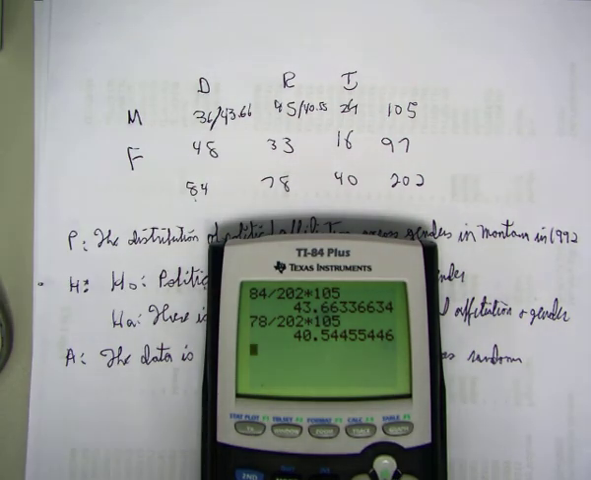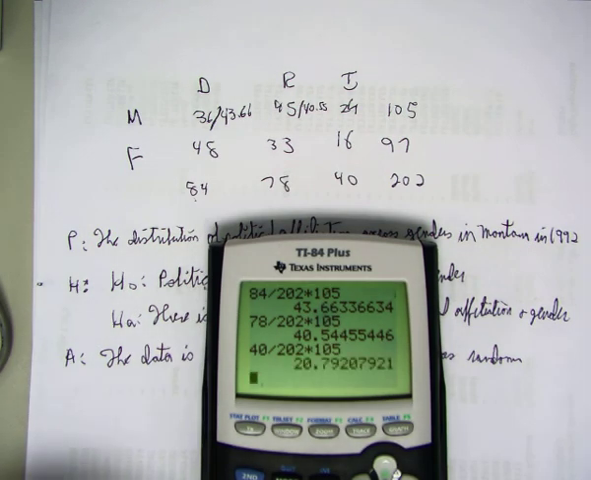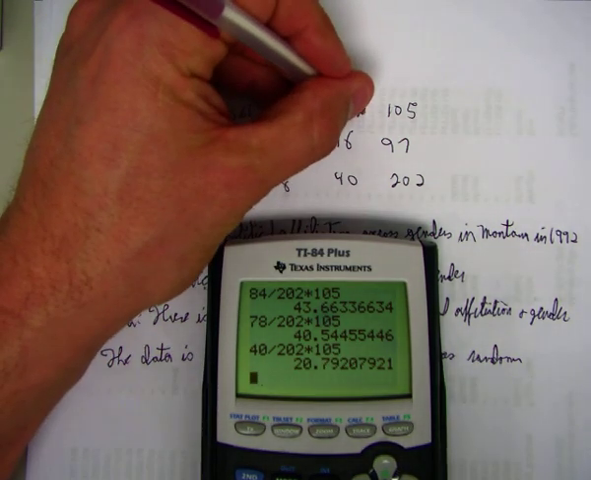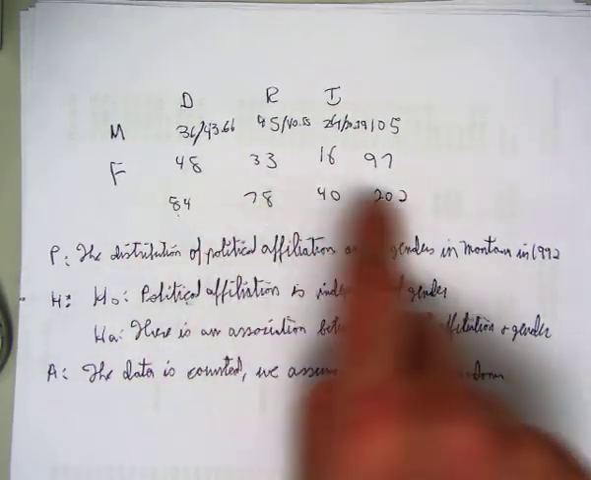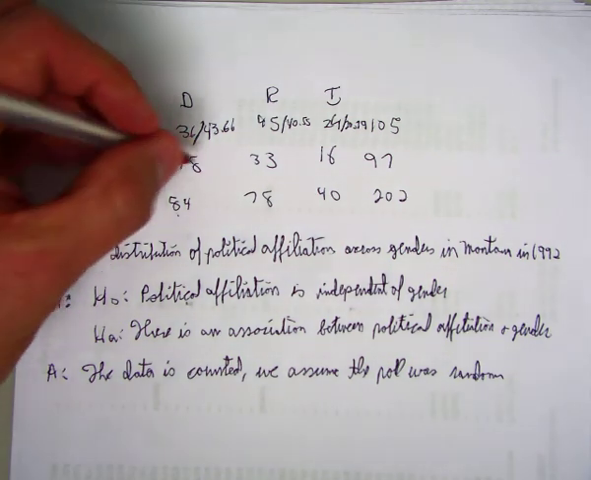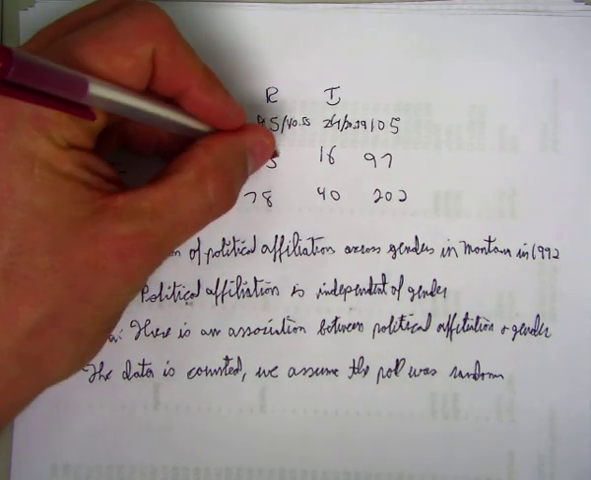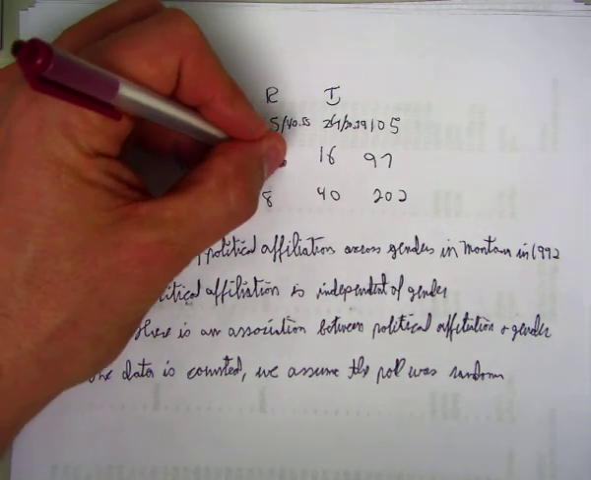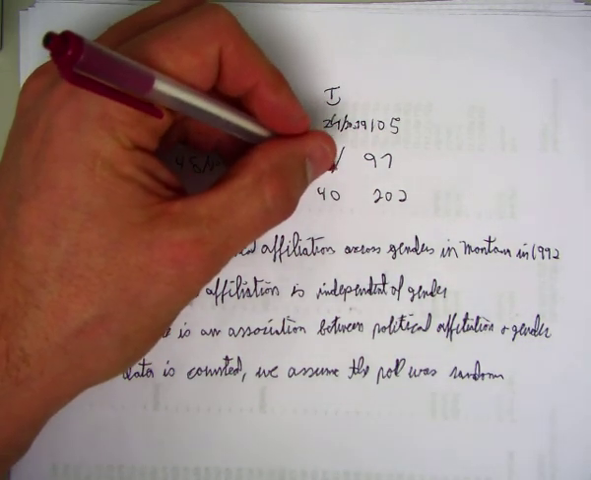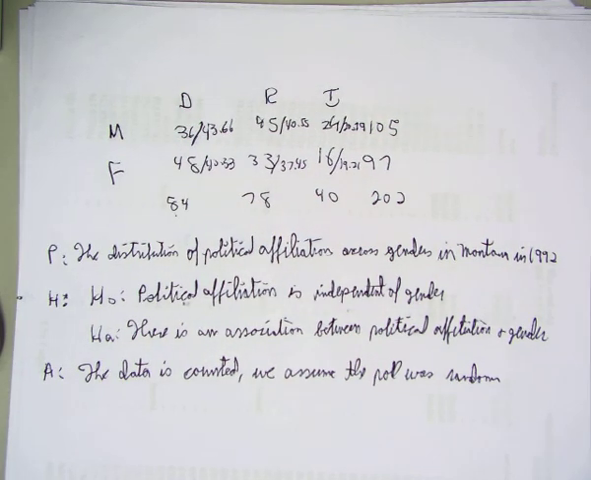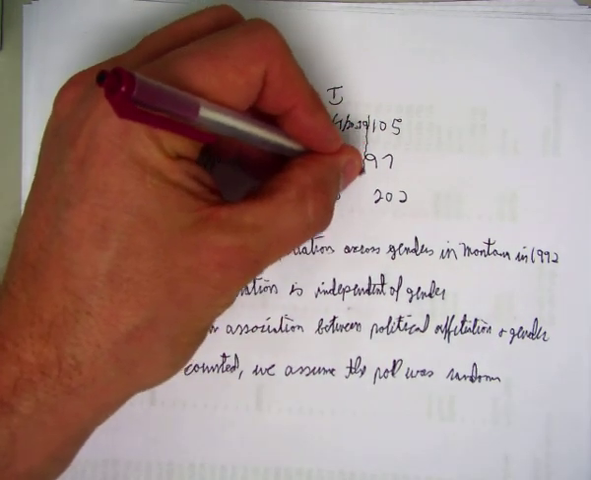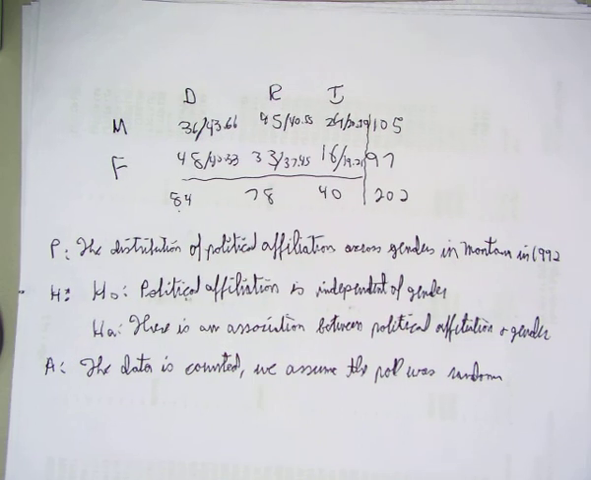And then for the male independents, it's 40 total out of 202 people times the 105 males, and you get 20.79. You would do the same thing for the females, except you would divide each of these by 202 and then multiply by 97, and this will come out to 40.33, 37.45, and 19.21. Again, expected can be decimals, observed cannot.